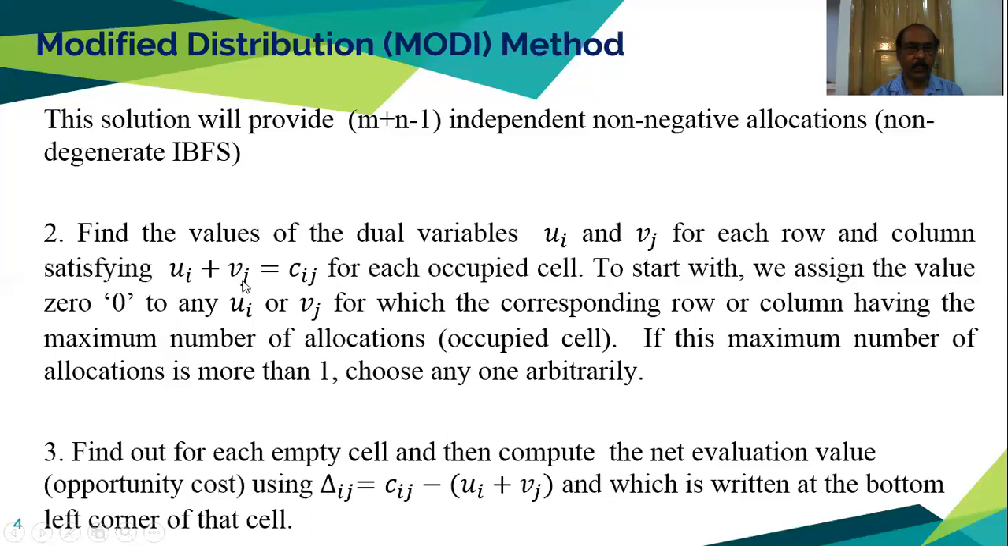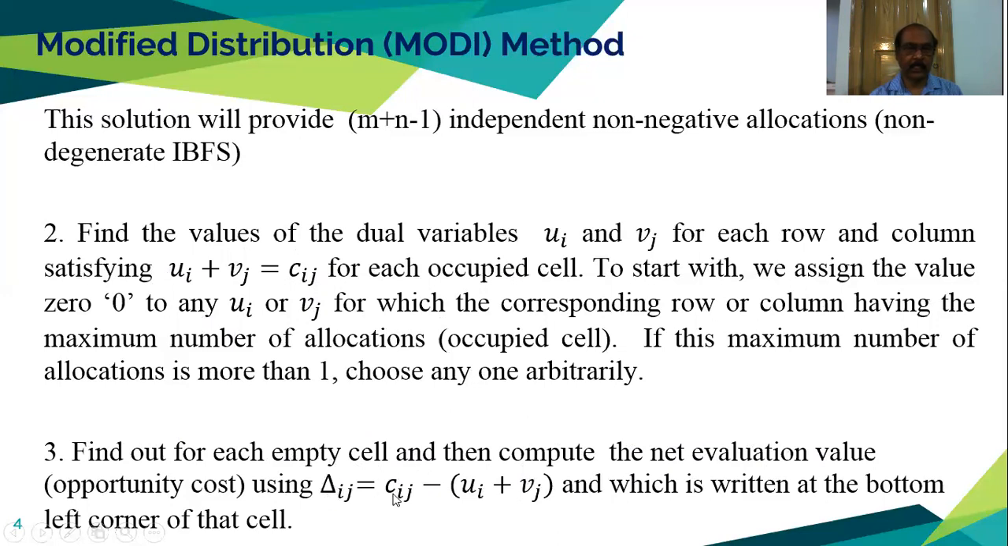After the calculation of ui and vj with the help of this relation, we have to calculate the net evaluation, which is also called the penalty cost. Net evaluation, that is delta ij, we calculate using this formula for the unoccupied cells. Find each empty cell. Empty cells mean the unoccupied cells, where the allocation is not done.